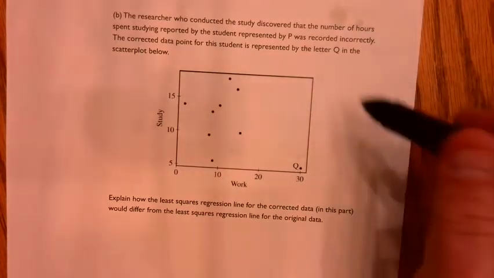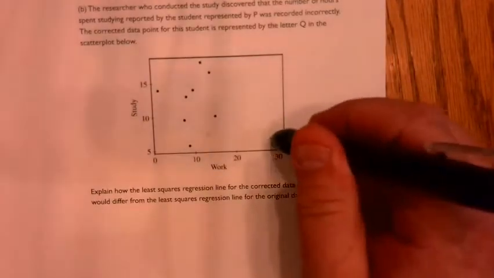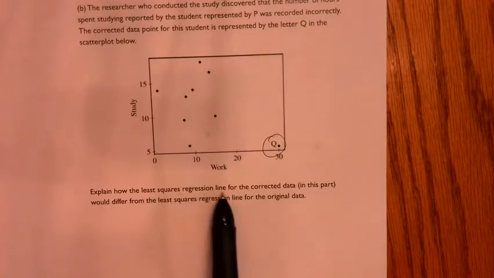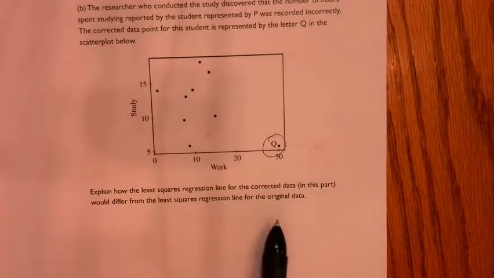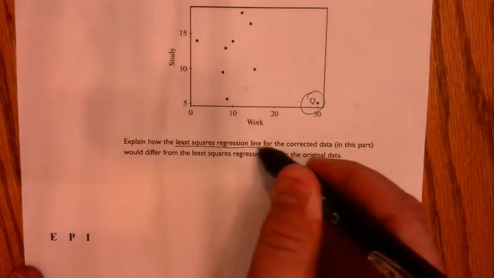The next one. The researcher who conducted the study discovered that the number of hours spent studying reported by the student represented by P was recorded incorrectly. The correct data point for this student is represented by the letter Q right there in my scatter plot. Explain how the least squares regression line for the corrected data would differ from the least squares line for the original data. So my original data was here. How would that change the least squares regression line?